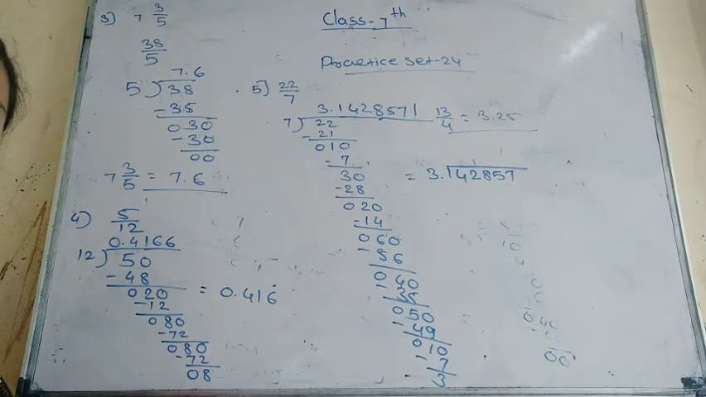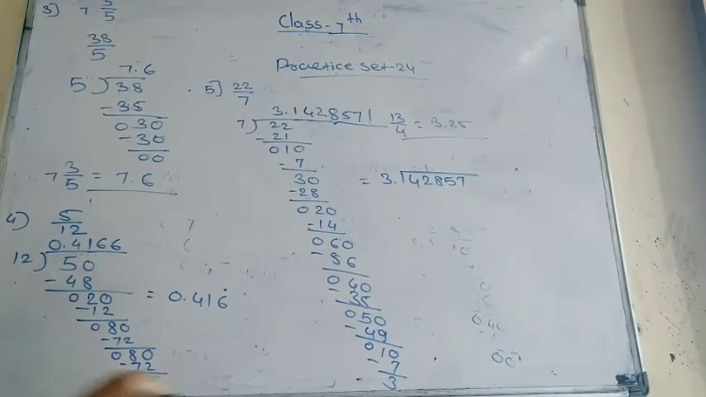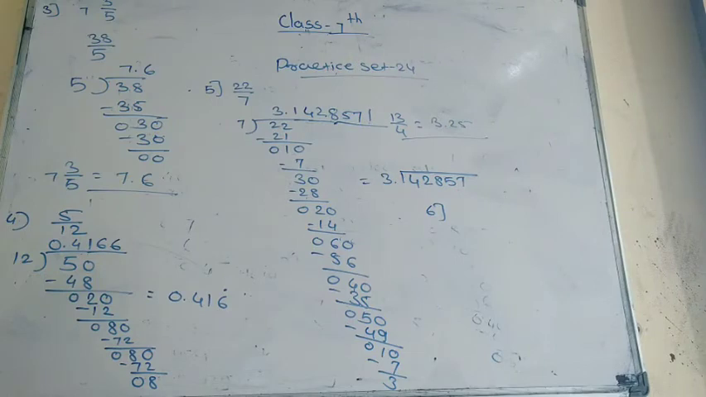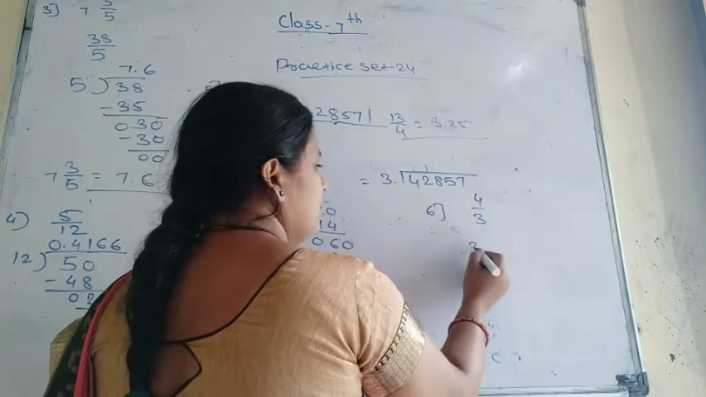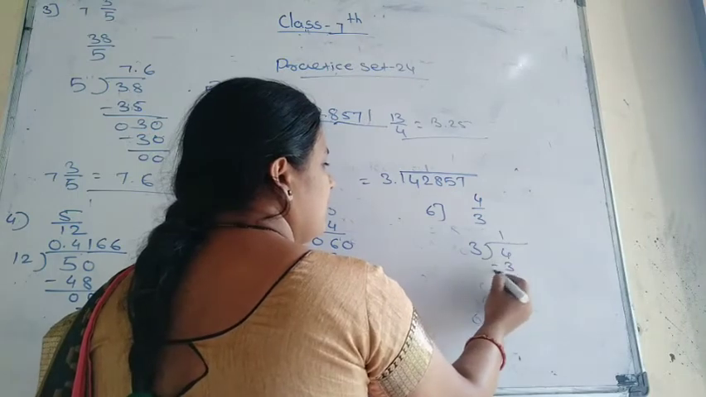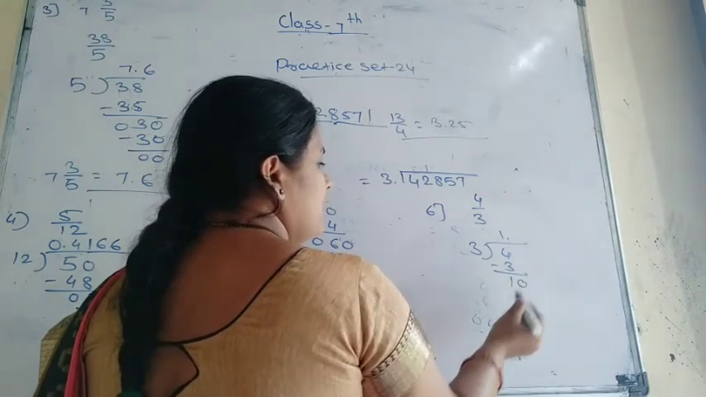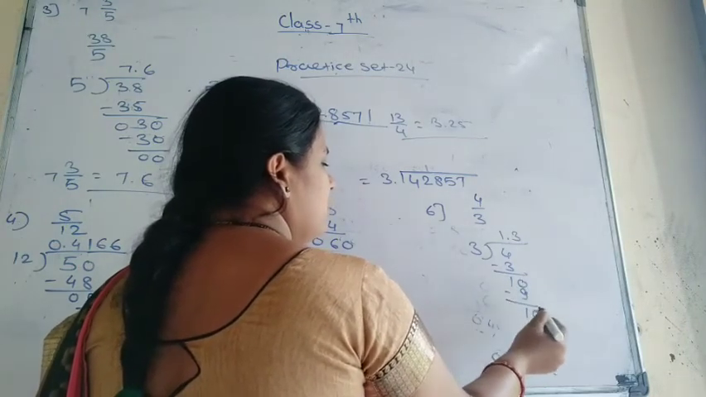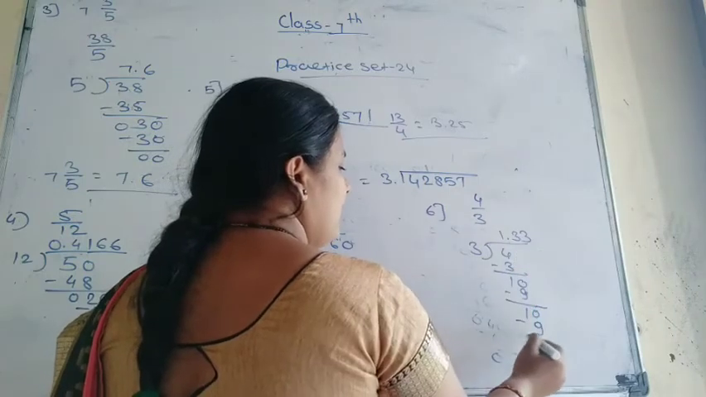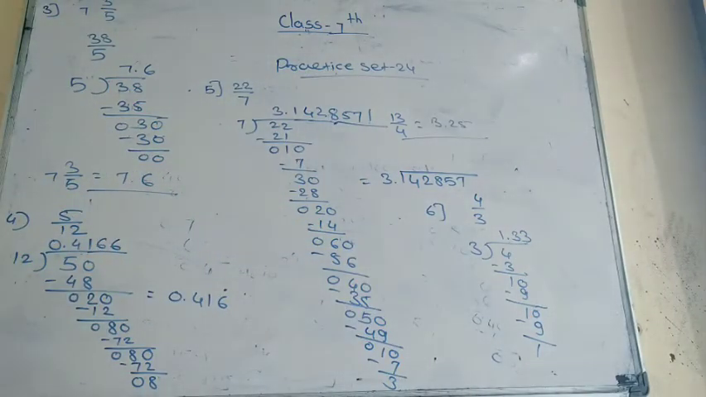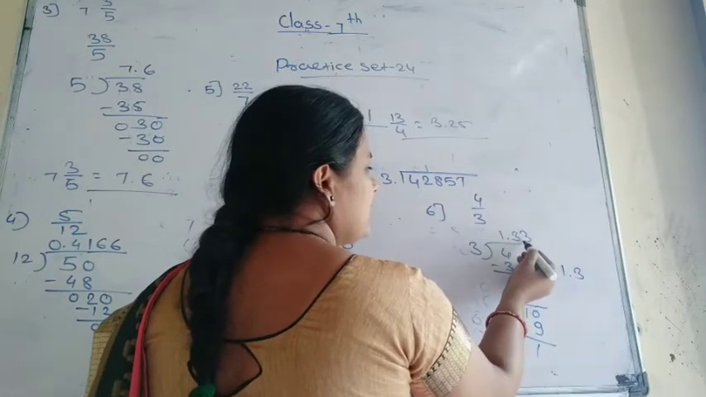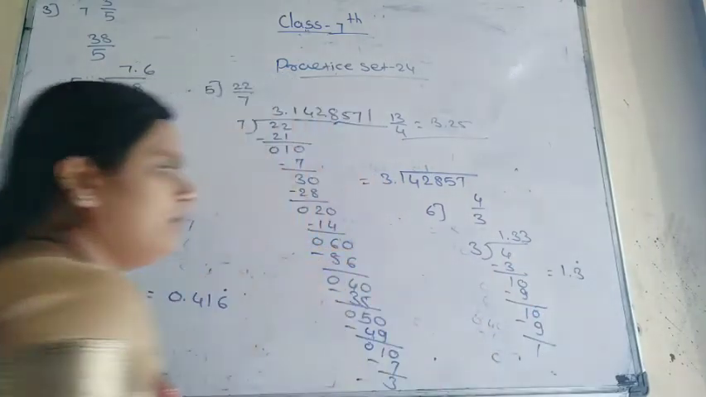Then the sixth one, see. Number 4 by 3. 3 times 1 is 3. 4 minus 3, 1. Then point here. Then 0, 3 times 3 is 9. Again 10 minus 9, 1. Again you take 10 here. Again 3 times 3 is 9. 10 minus 9, 1. Repetition of these remainders, 1 1. Therefore you write only this digit, 1.3. Repetition in the answer, see here, 3 3 3. Therefore here write 1.3 with a dot.